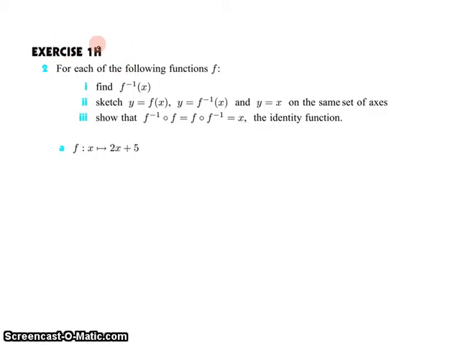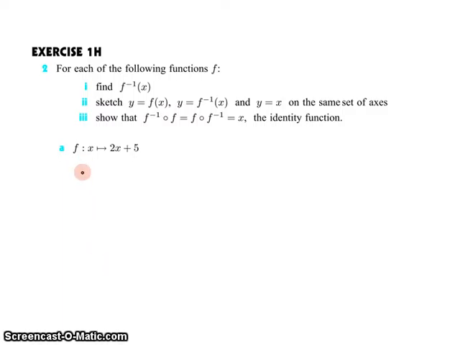This is exercise 1H, question 2, part A. In this question, we're given a function and we're asked to find its inverse. We're going to sketch the function, its inverse, and the line y equals x. And we're also going to be looking at some composite functions using the function and its inverse.